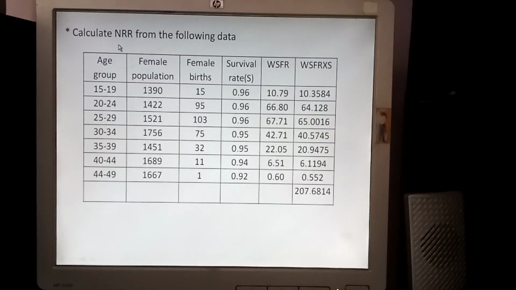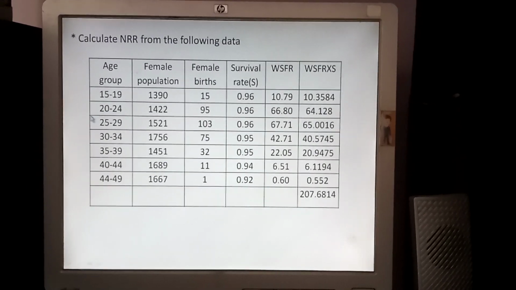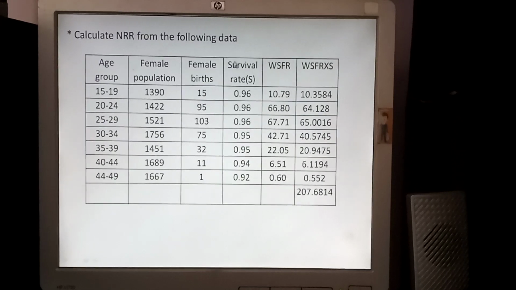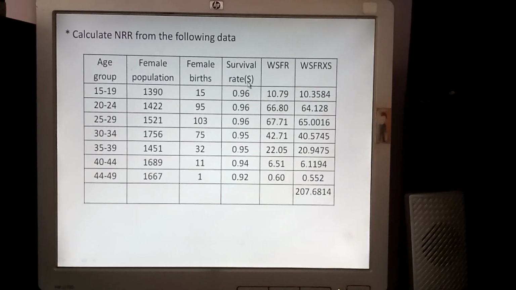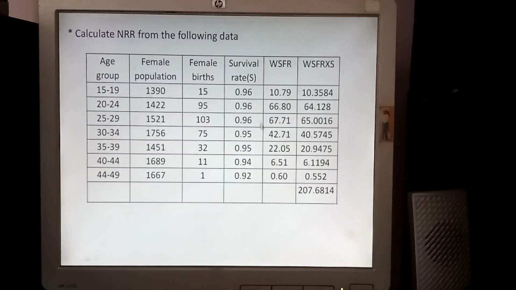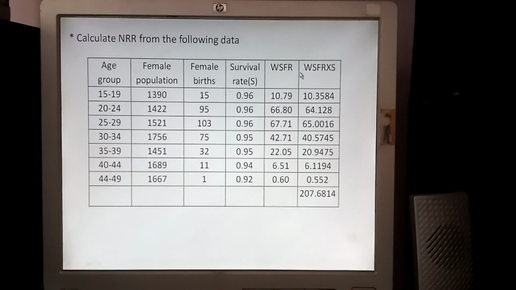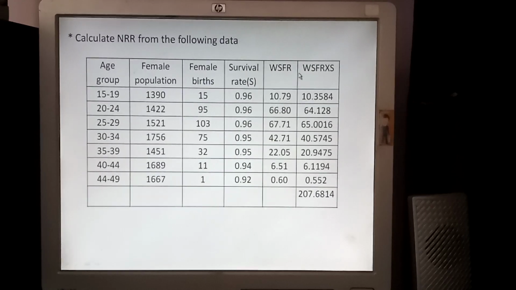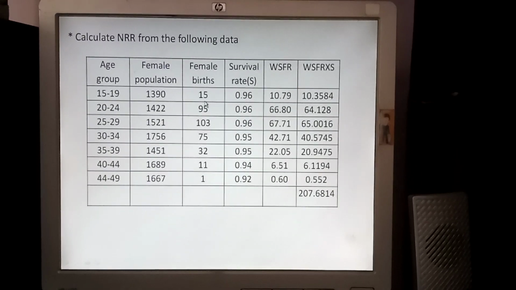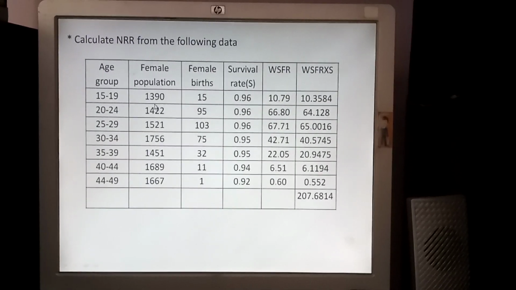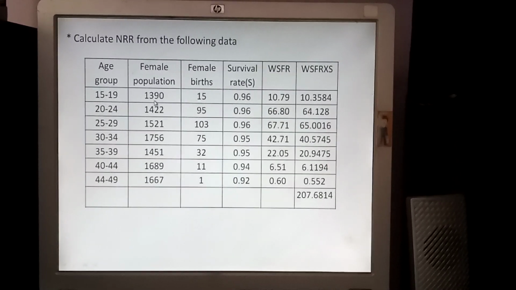Last problem based on NRR. Here also age group is given, female population, female births, and survival rate, which we have represented by S. So these 4 columns are given. We have calculated women specific fertility rate by dividing female births to females of age X by female population of age X into 1000.